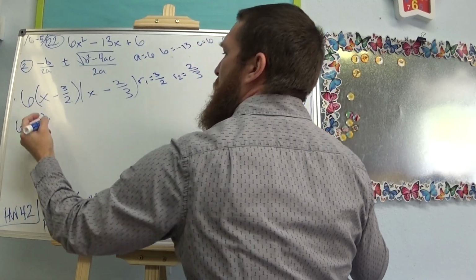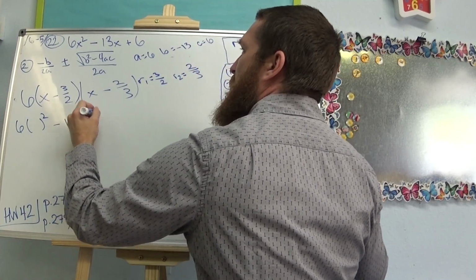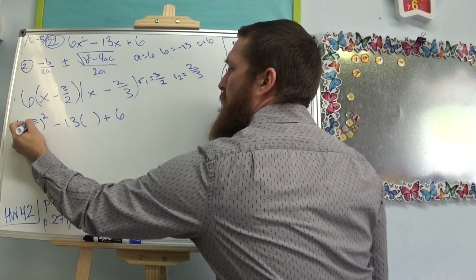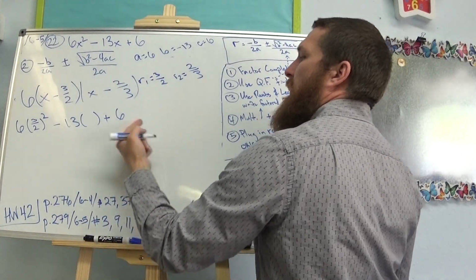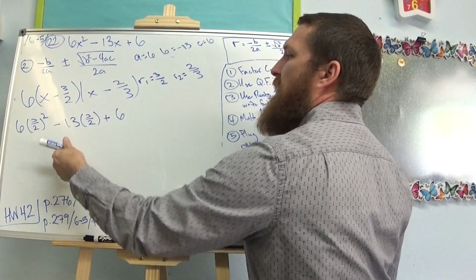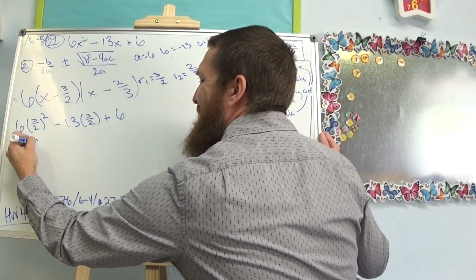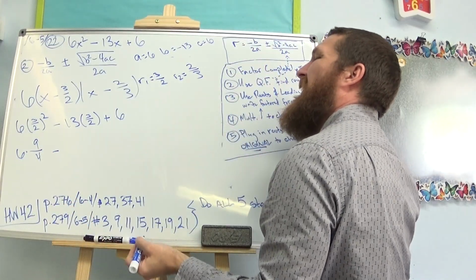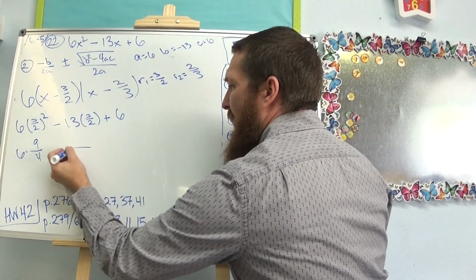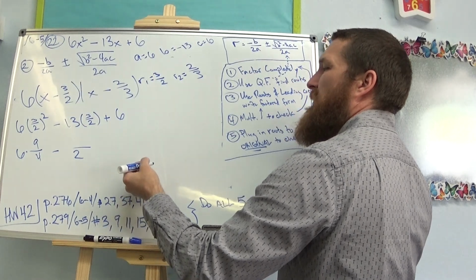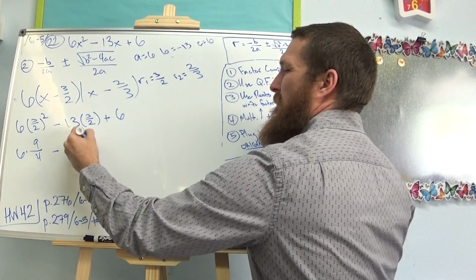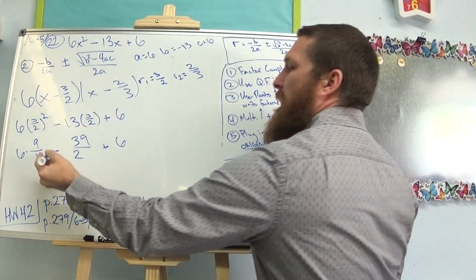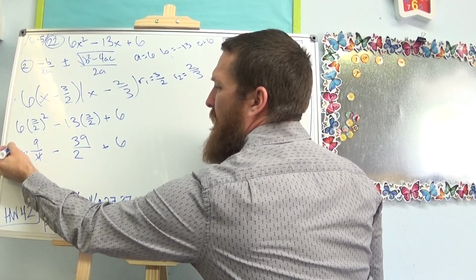So, let's plug each of those into the original equation and see what happens. 6x squared, so 6 something squared minus 13 something plus 6. I'm going to start by plugging in my 3/2. There's 3/2. Now, 3/2 squared is 9/4. That's going to get multiplied by 6. Halves. 13 times 3 is 39. Plus 6. Now, the 4 in the denominator could be a 2, and so I would do 3.